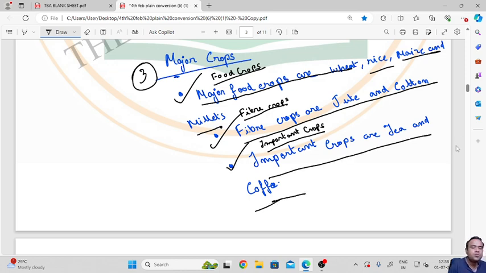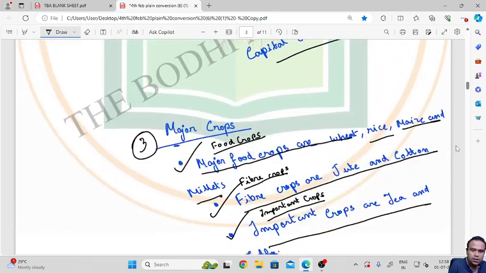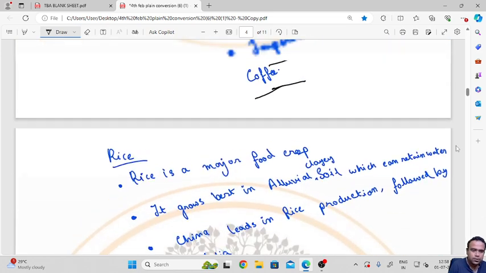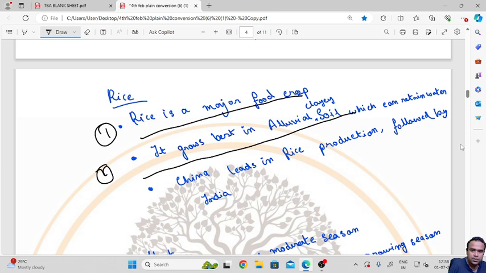Why? They are commercial crops. Tea and coffee. Okay, rice. We will talk about rice now. Rice is a major food crop. It grows best in alluvial clay soil, which can retain water.